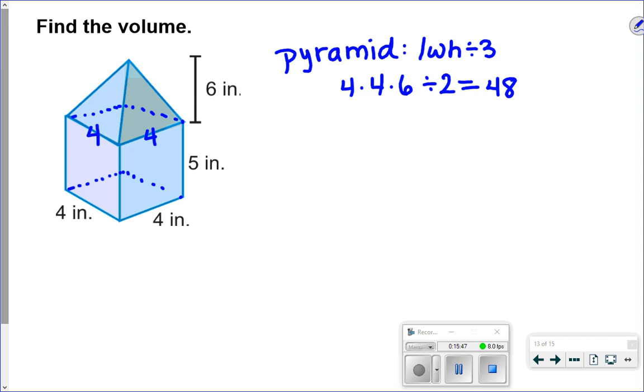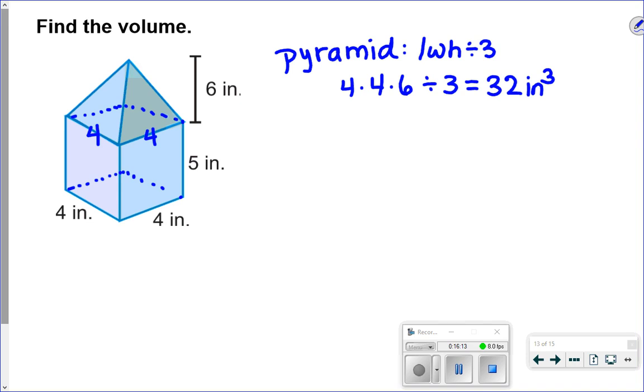Okay, so now, oh, you know what? I realized why I was writing 32 when I did it in my head. We don't want to divide by 2. Sorry, we want to divide by 3. I have that up here, divided by 3. But then when I wrote it down, I wrote down the wrong thing. Okay, so 4 times 4 times 6 divided by 3, that's going to give me 32 inches cubed. That's my volume for my rectangular pyramid.